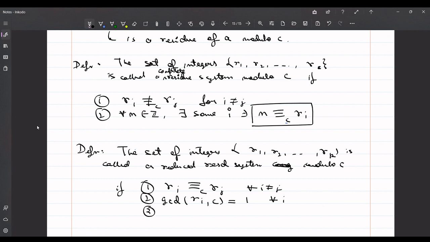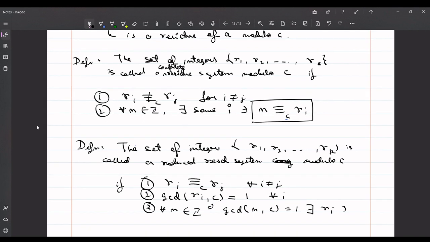And number three is that whatever we have used here, that is, for all n such that GCD of n and C is 1, there exists Ri such that n is congruent to Ri modulo C. Okay. So basically the reduced residue system is a subset of the complete residue system where the numbers are only the co-primes of the modulo.